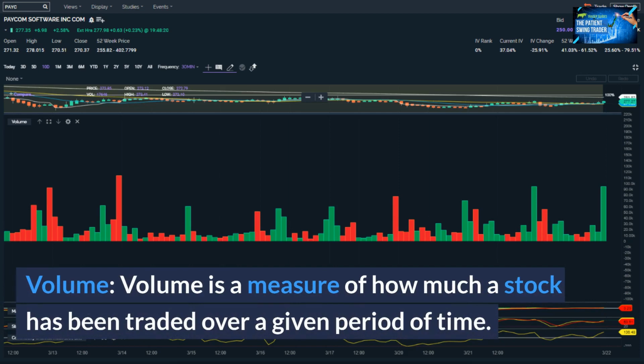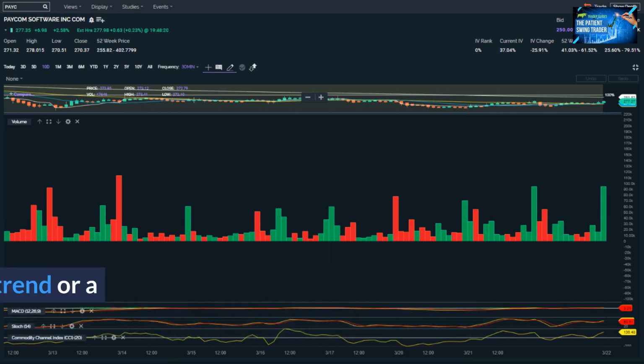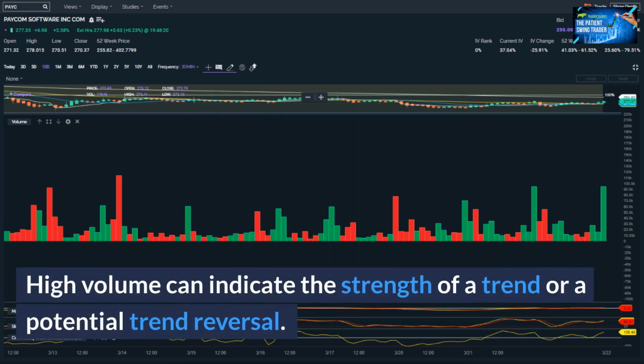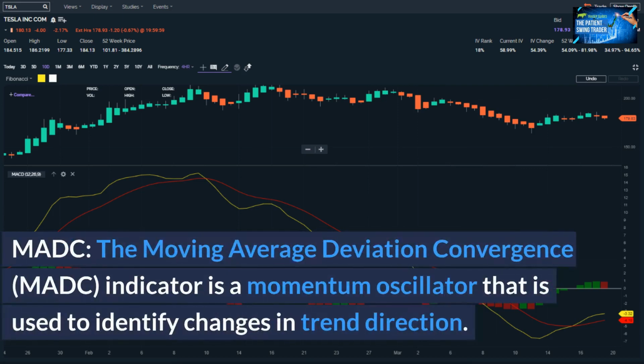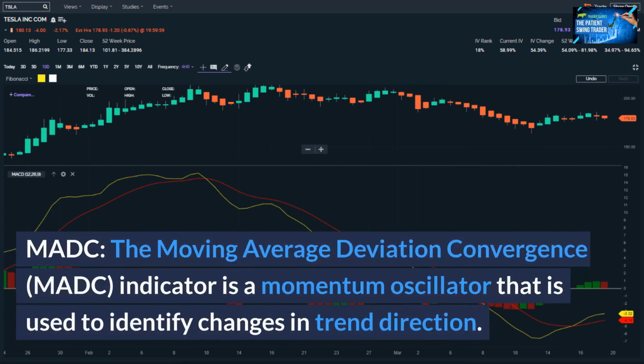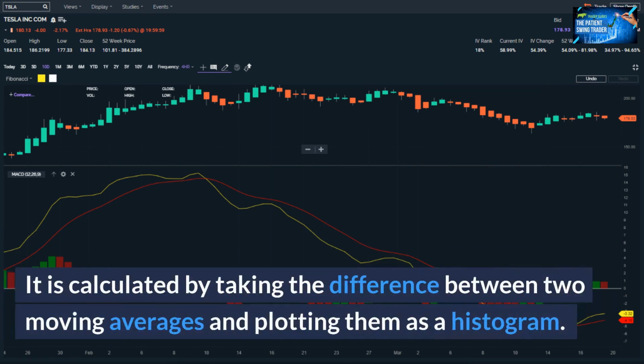Volume. Volume is a measure of how much a stock has been traded over a given period of time. High volume can indicate the strength of a trend or a potential trend reversal. MACD, the Moving Average Convergence Divergence indicator, is a momentum oscillator that is used to identify changes in trend direction. It is calculated by taking the difference between two moving averages and plotting them as a histogram.